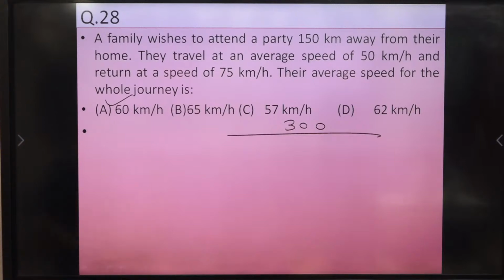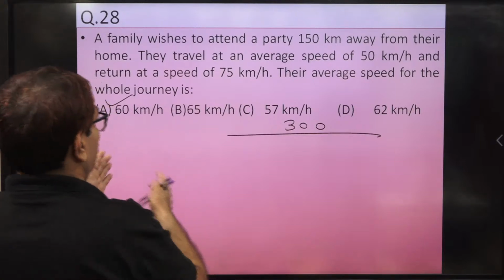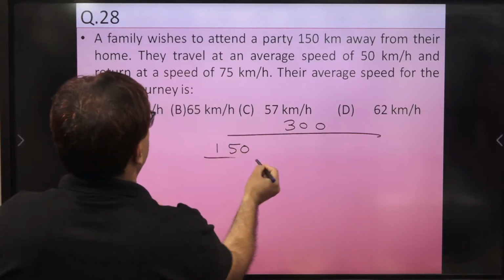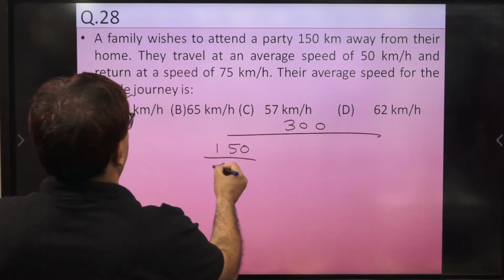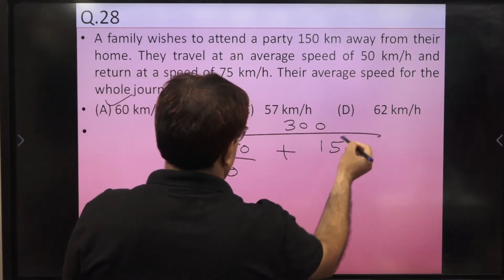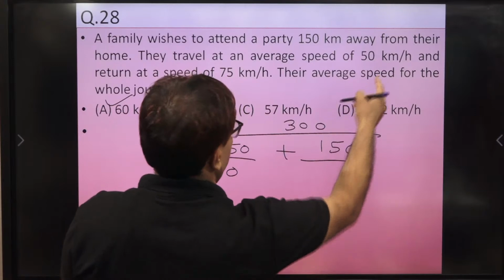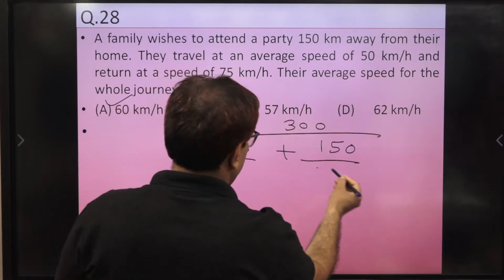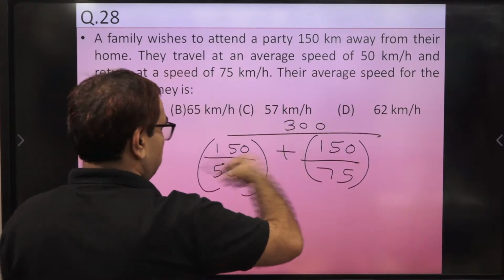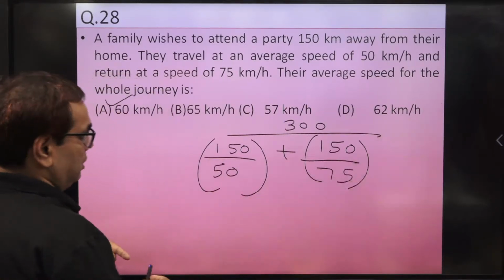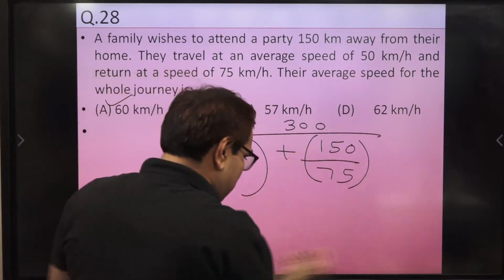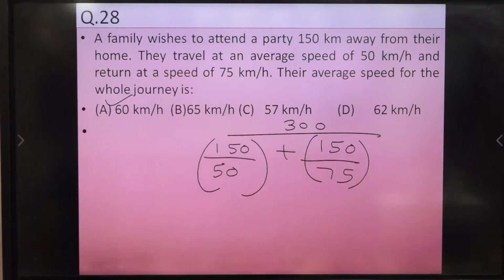So total time taken is what? Time taken in going from home to restaurant. So 150 upon speed, which was 50. And plus then coming back. So distance is 150 upon, if speed is 75. So time taken will be this one. So total distance of one side, then coming back to another side, this one upon time from one side and time for another side. So this will give you A answer.